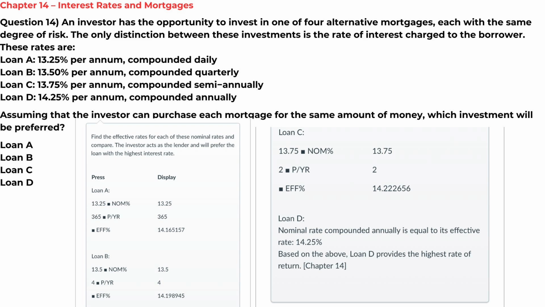Shift effective. Calculator display 14.222656. That is J1 equals 14.222656. Loan D: nominal rate compounded annually is equal to its effective rate, 14.25%. Based on the above, Loan D provides the highest rate of return.